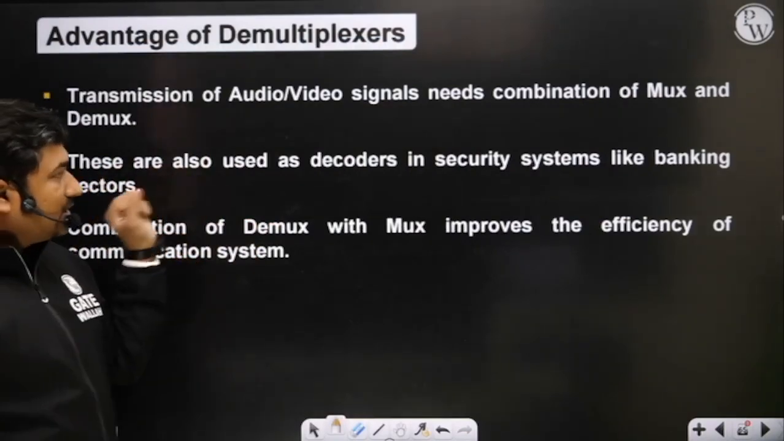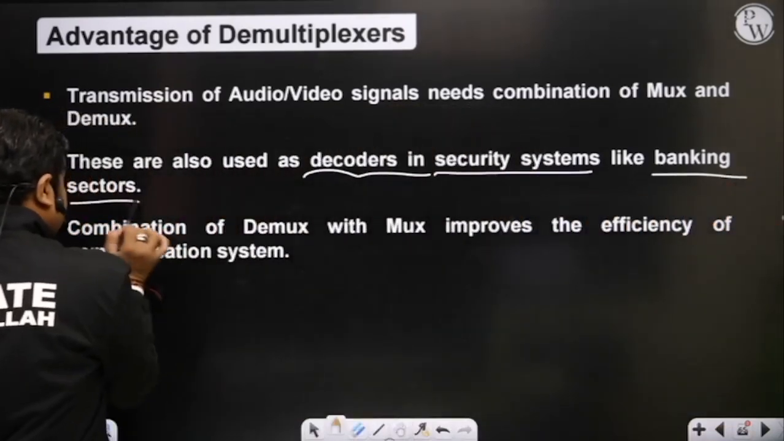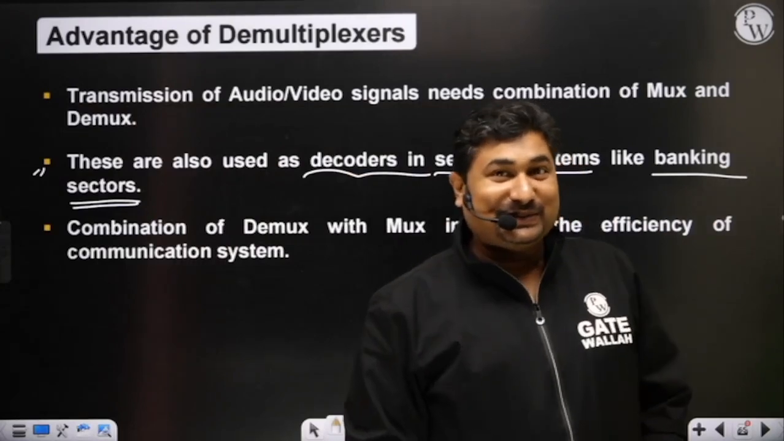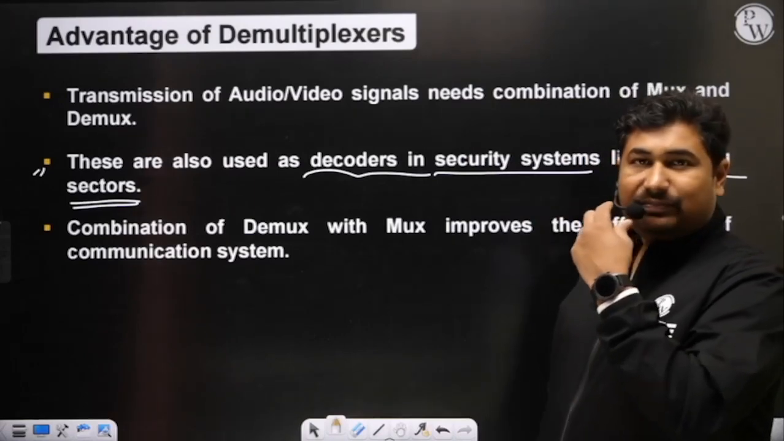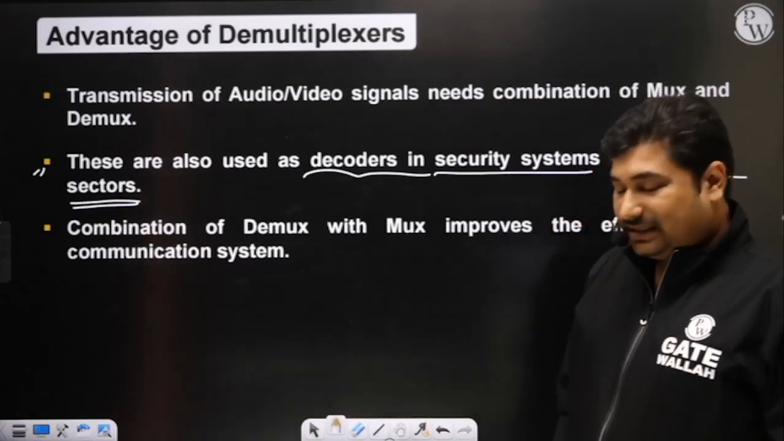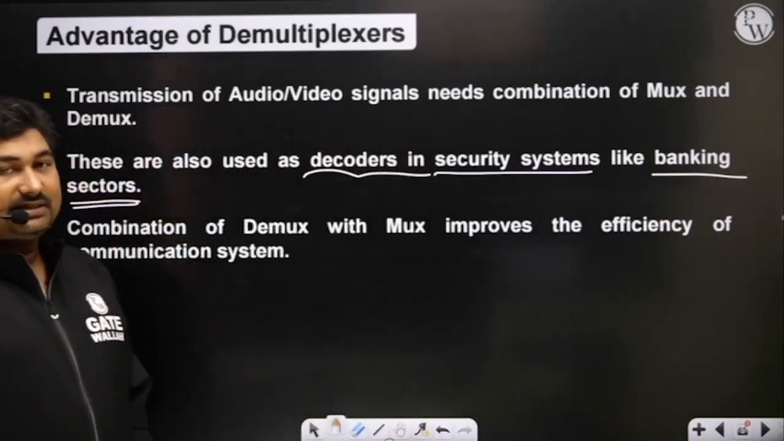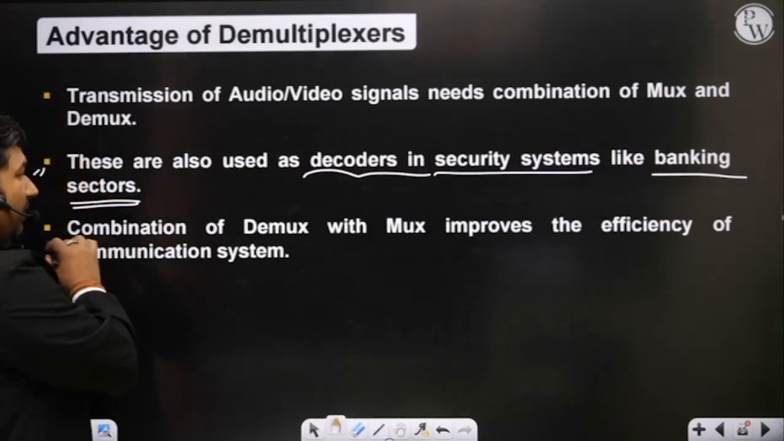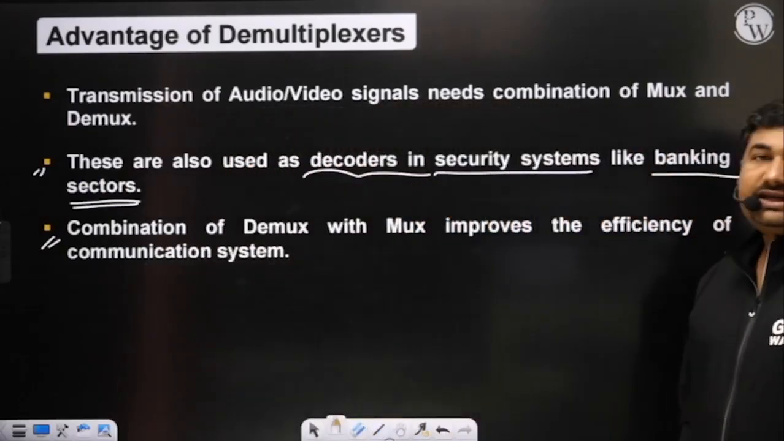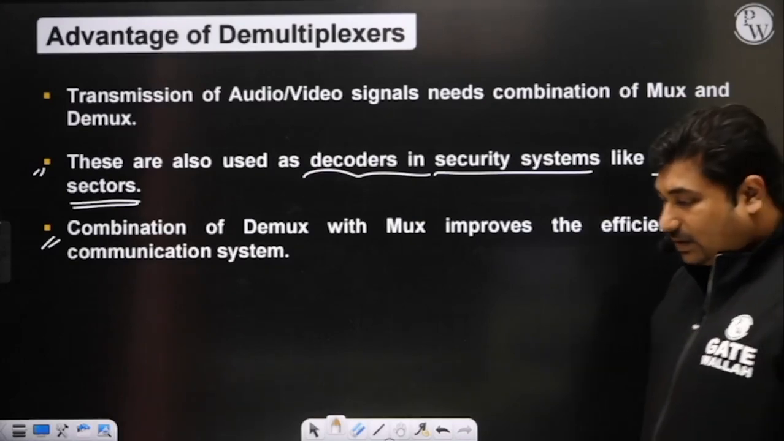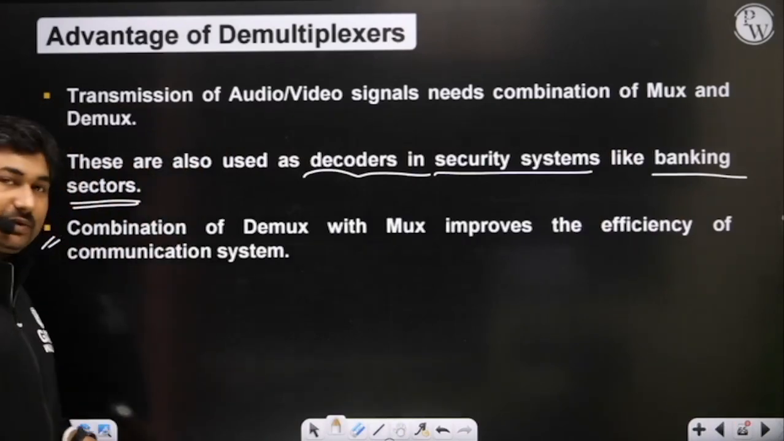These are also used as decoders in security systems like banking sectors. A decoder has the same logic circuit as that of the demux. So these are used as decoders in security systems like banking sectors. The combination of demux and mux improves the efficiency of the communication system. Is it okay? It's very easy.